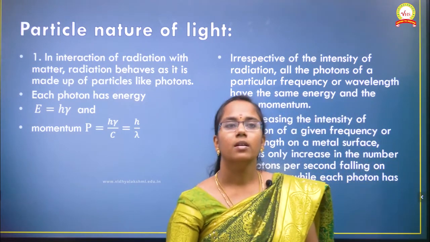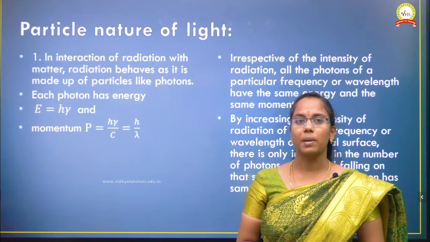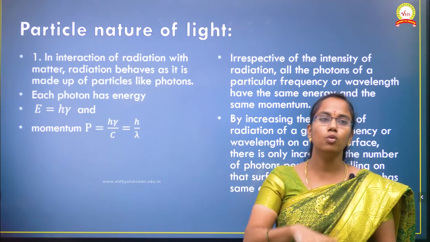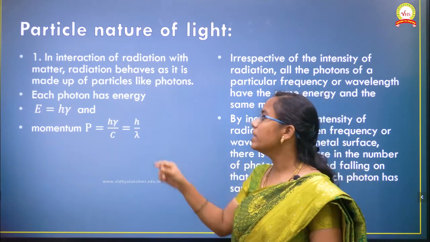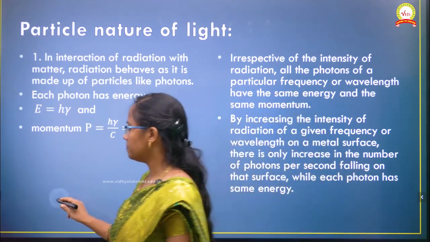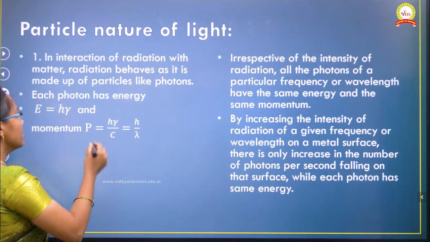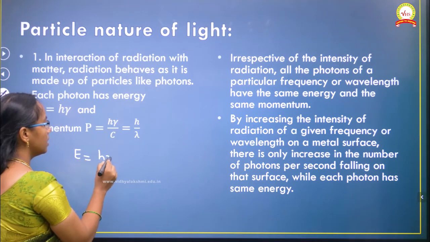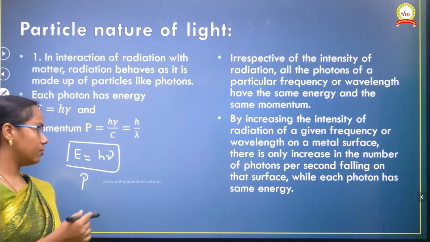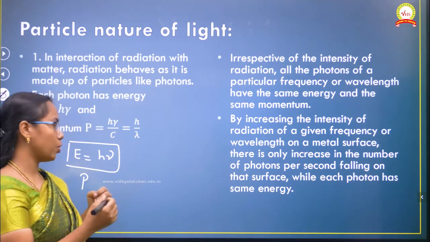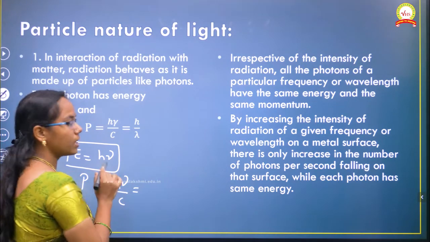Then the second property tells us the relation for the energy of each photon. Energy of each photon is E is equal to h nu, where h is the Planck's constant and nu represents the frequency of the light which we make fall on the metal surface. And based on that, momentum of that particular photon will be h nu by c. E is equal to h nu is the energy of the photon given by Planck's quantum theory, and we know momentum for any wave will be equal to energy by speed of light. So energy is h nu divided by speed of light. That's why I have written momentum P is equal to h nu by c.